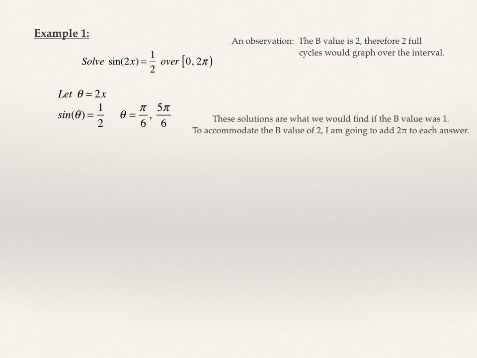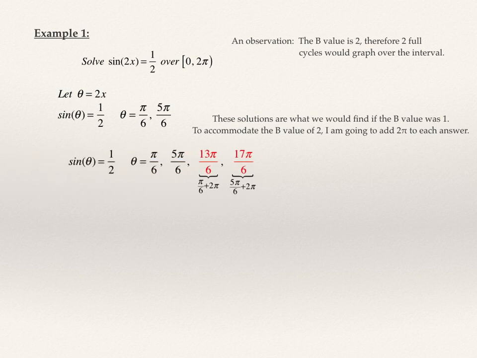So what I've got to do is account for the fact that there are multiple solutions in here. There's more than 2. And so to accommodate that b value of 2, I'm going to add 2 pi to each of those answers. So this is what I get. There's the original answers of pi over 6 and 5 pi over 6. But now when I add 2 pi to each of those, I get 13 pi over 6 and 17 pi over 6.